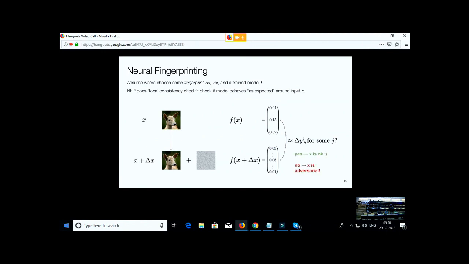Now the idea is that if there is some match, then I'm going to say that this image is actually okay. If there's not, then x apparently is adversarial, because the network does not respond in the predicted way around this input.